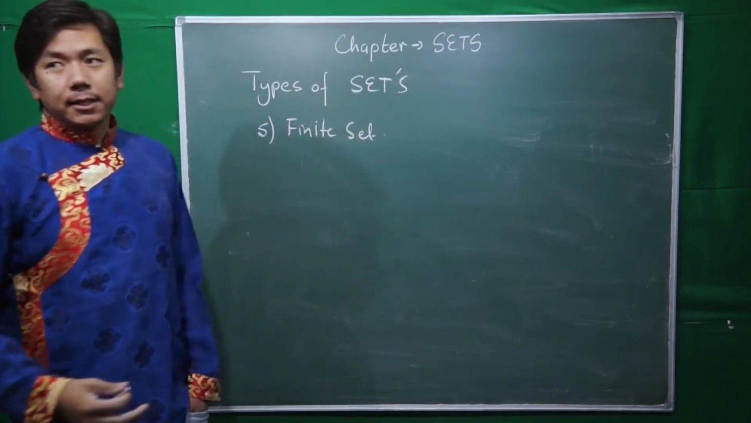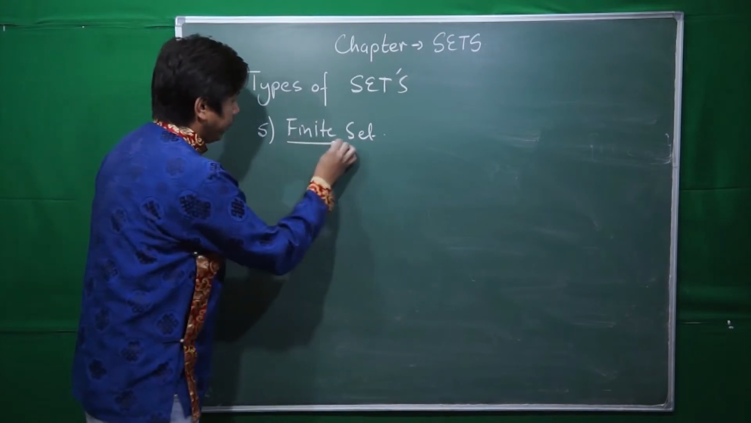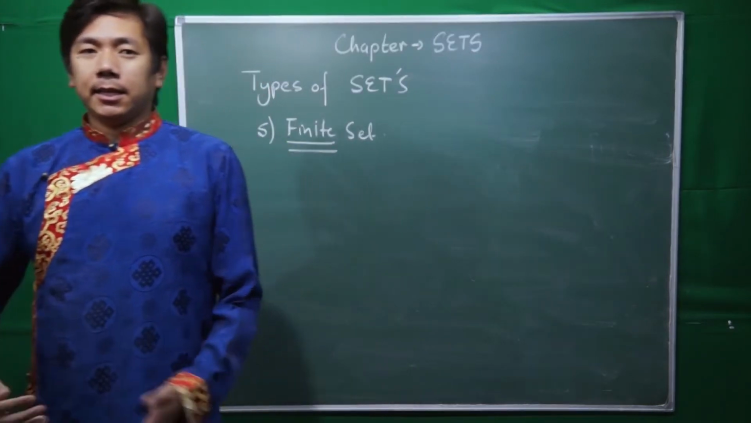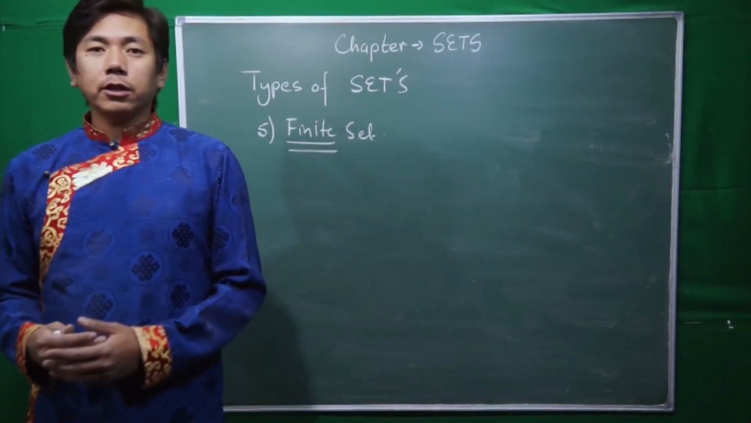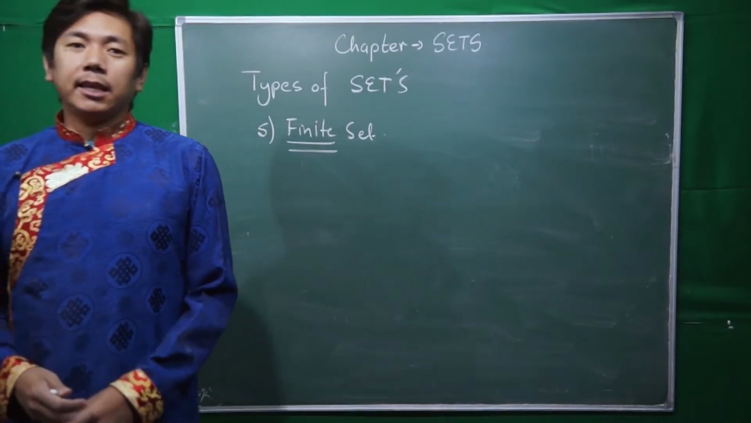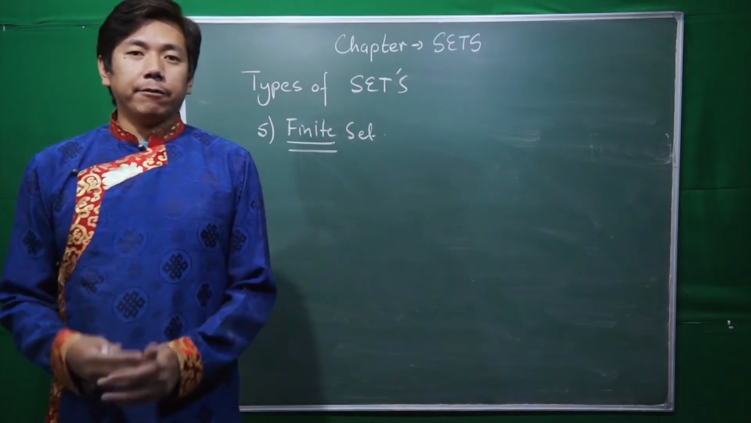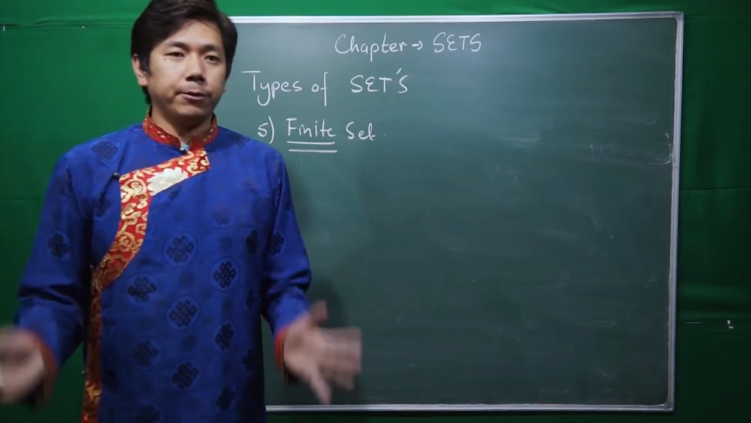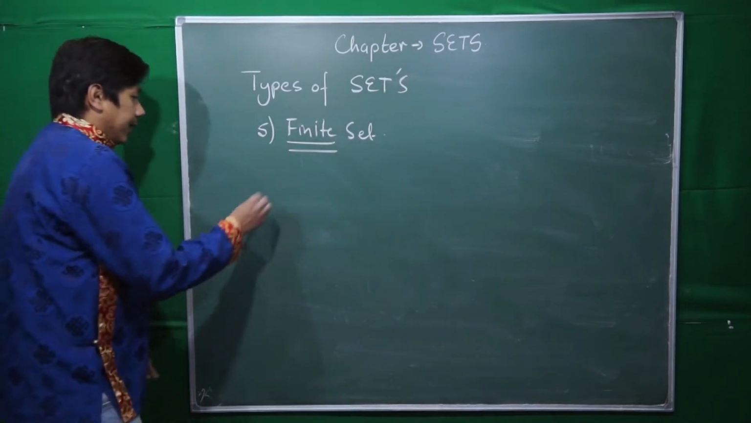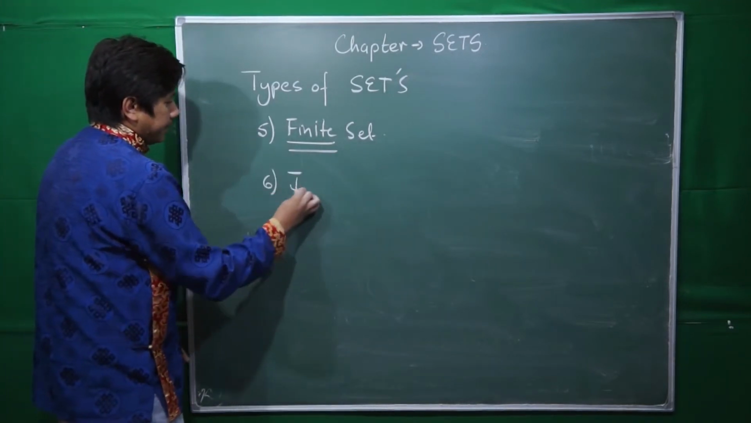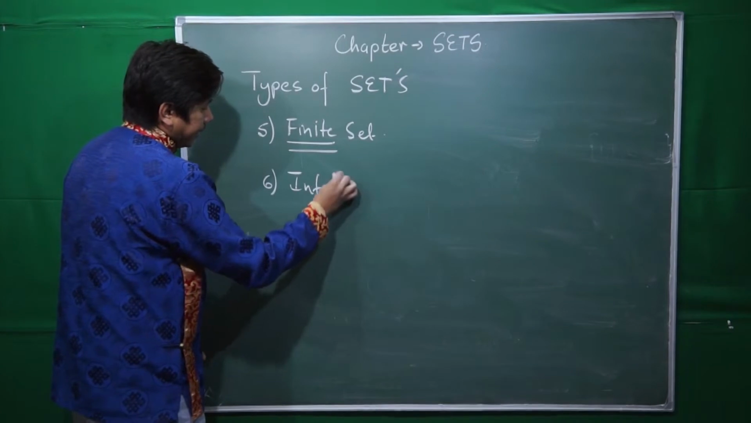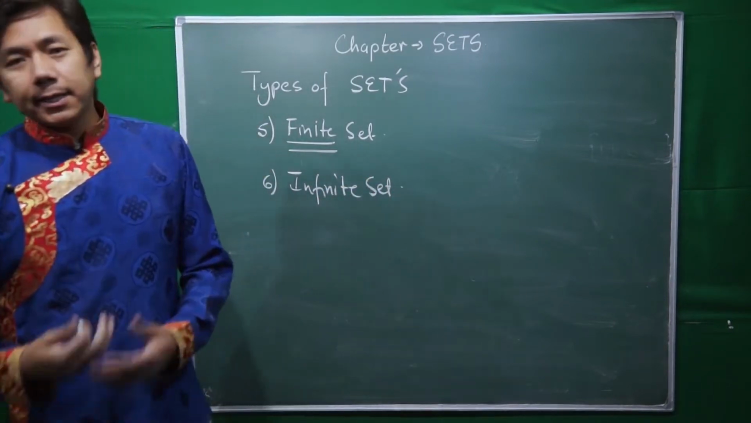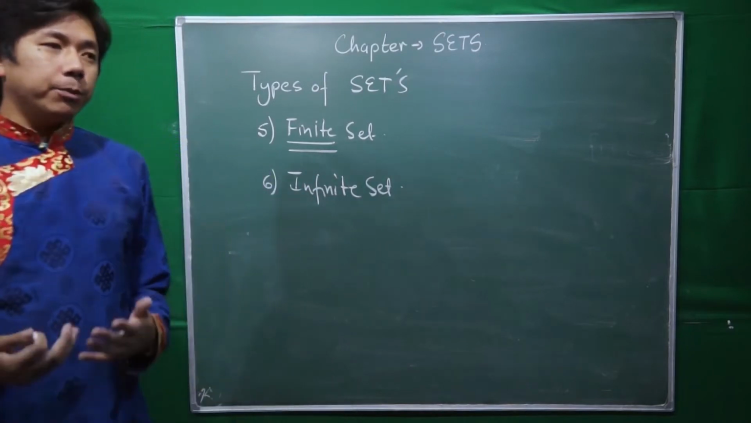By finite set, the name itself suggests it, we know what finite means. For example, we have a class 10th and we make a set of all the students in the class 10th. Let's say class 10B has 35 students. Therefore, the finite set will consist of 35 students. The last set that we have is the infinite set. In an infinite set, as the name suggests, the list should be infinite.